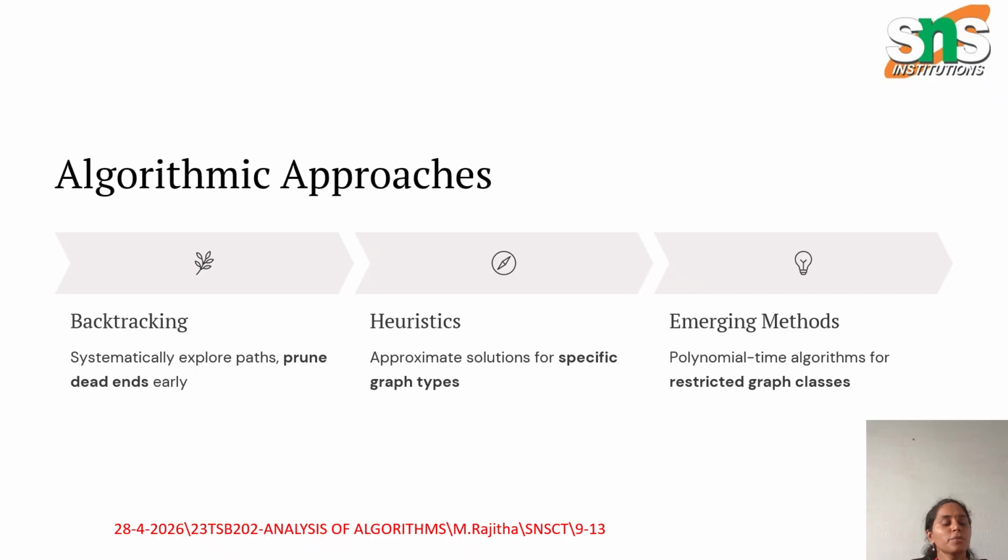The algorithm approaches. Several approaches are used to solve Hamiltonian circuit problems. The first approach is backtracking. Backtracking explores different paths systematically and removes paths that cannot lead to a solution. The second approach is heuristics. These methods provide approximate solutions and are useful for large graphs. And the third approach is specialized algorithms.